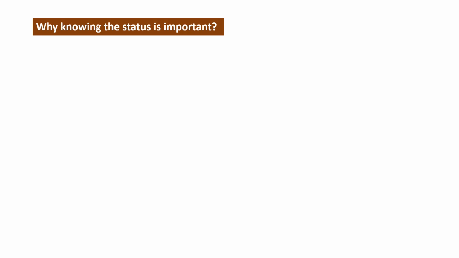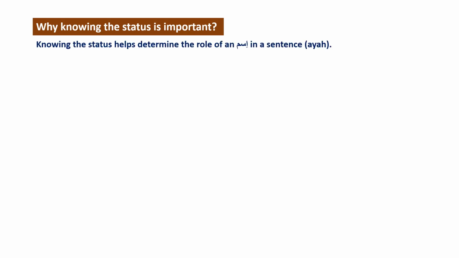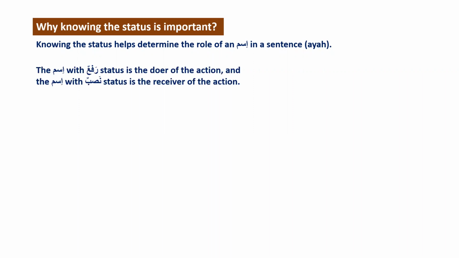Okay. So I was saying why knowing the status is important. Yesterday, I touched on it, and this is what I said yesterday, that knowing the status helps determine the role of an ism in a sentence, meaning an ayah of Qur'an, because we will be learning Qur'an. So if you know the status of an ism, it helps you determine what is the role of that ism in that sentence, okay? And how you will do that?